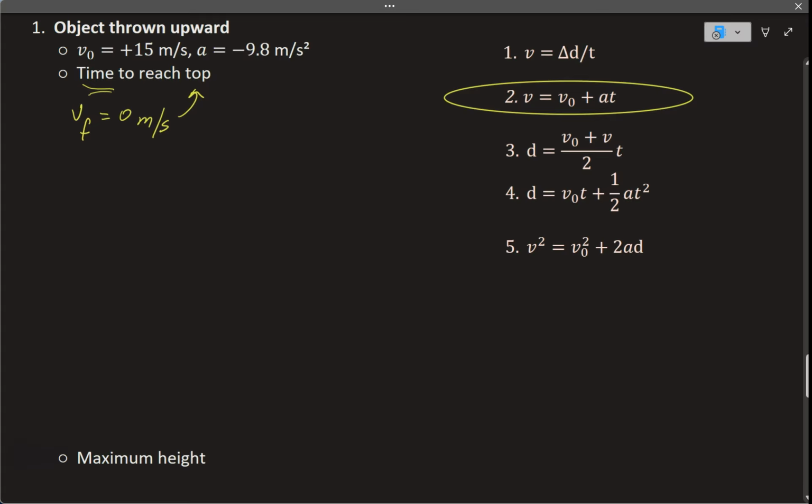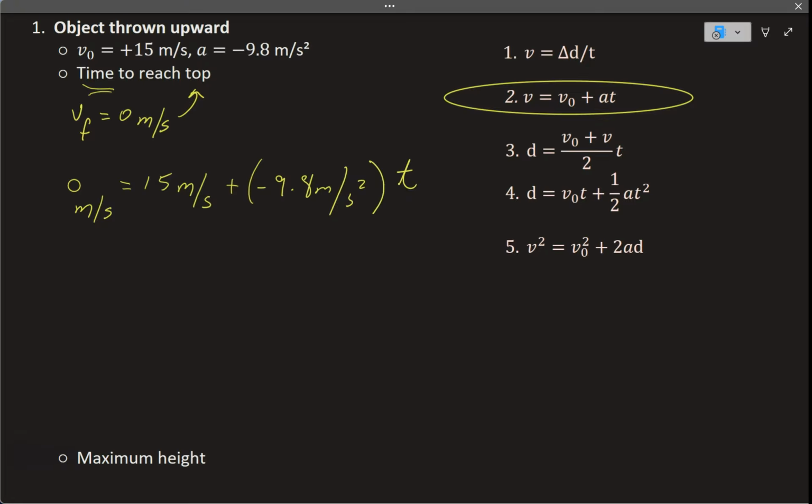We have 0, because the final velocity at the top is 0 meters per second, because it's thrown upward. At one point it's going to stop at the very top. So 0 meters per second equals 15 meters per second, that's the initial velocity, plus a, which is negative 9.8 meters per second squared, times t, and we want to solve for t.